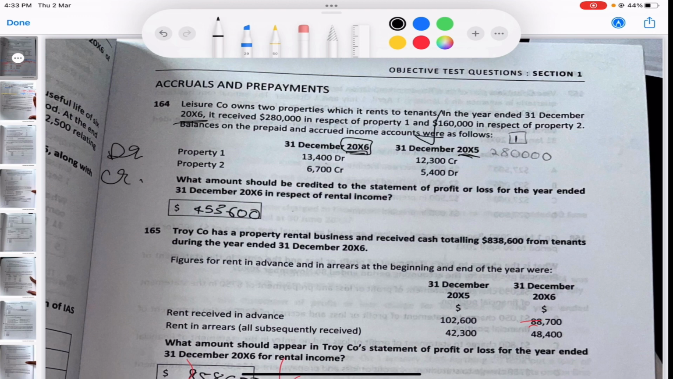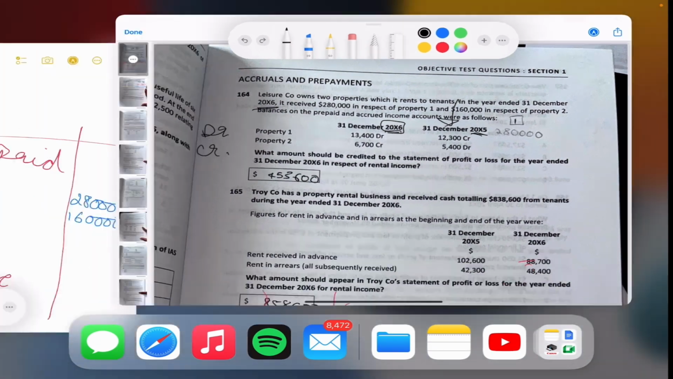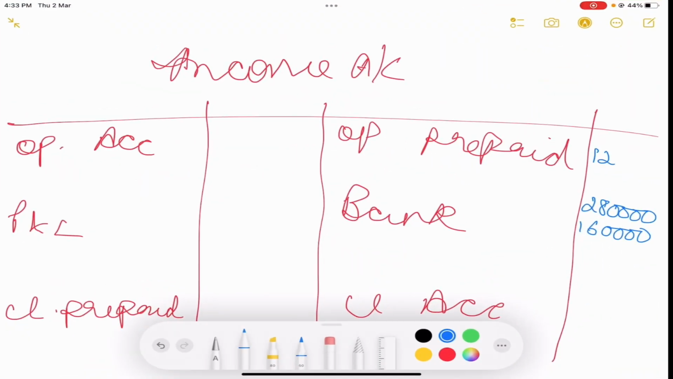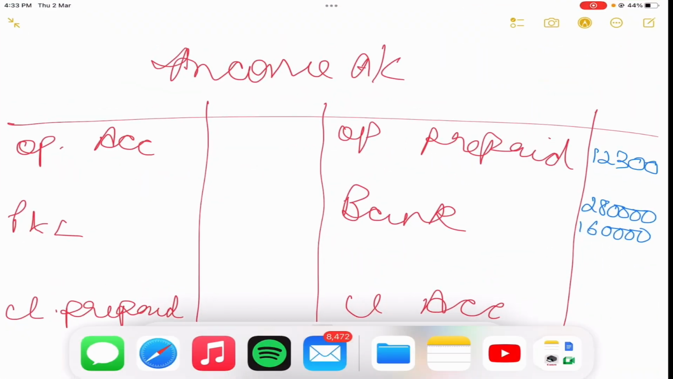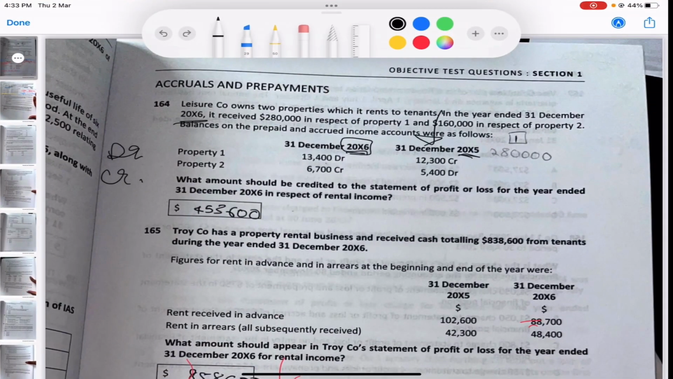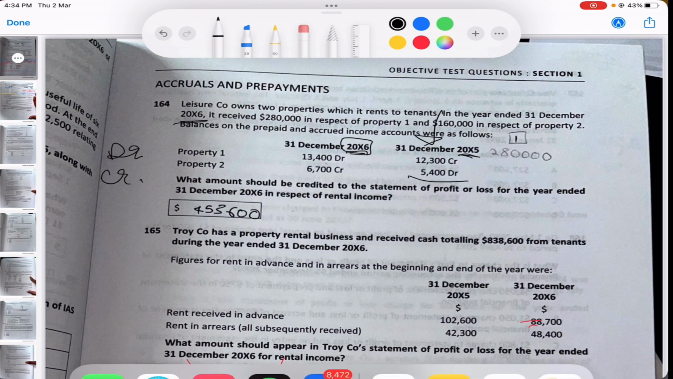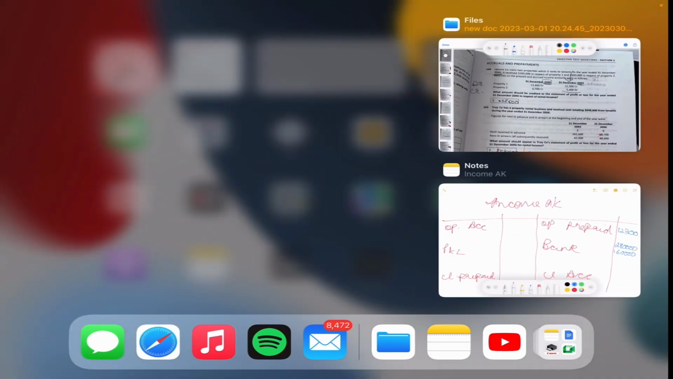So let us first see the opening. So we have for property 1 credit is a liability. So 12,300 is my opening prepaid. Okay, I hope you're getting the logic. 12,300 is my opening prepaid. Okay, and then we have debit. So debit is basically my asset. So what is my asset? Accrued is my asset. So I have a 5,400 opening accrued.